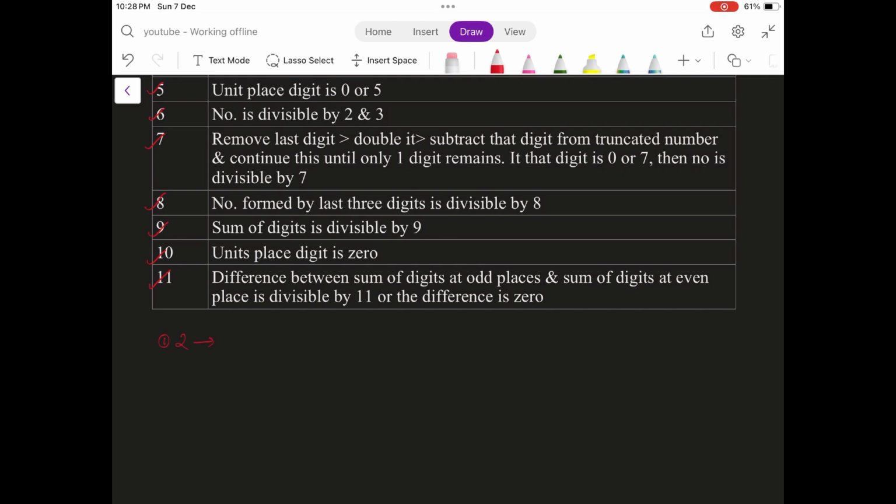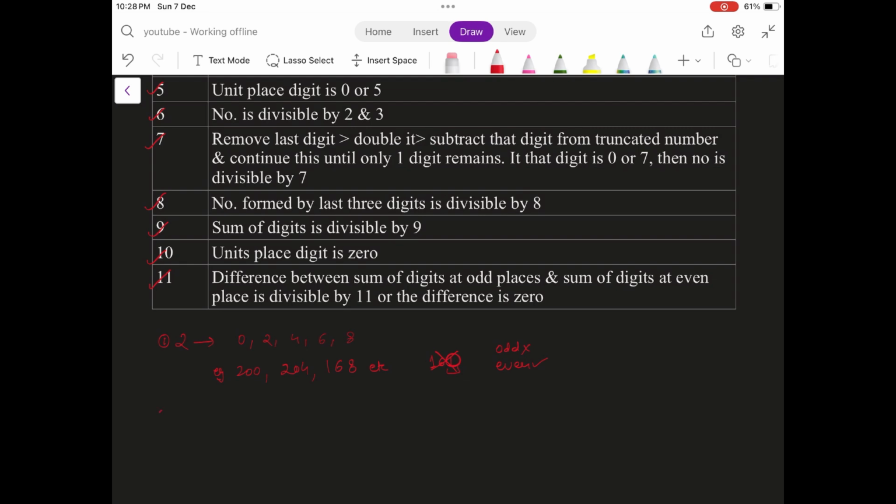So any number which has 0, 2, 4, 6 or 8 at its unit place will be divisible by 2. For example, 200, 204, 168, etc. 161 obviously will not be divisible by 2 because there is a 1 at the unit place. And of course, you know, odd numbers are not divisible by 2. Even numbers are divisible by 2.